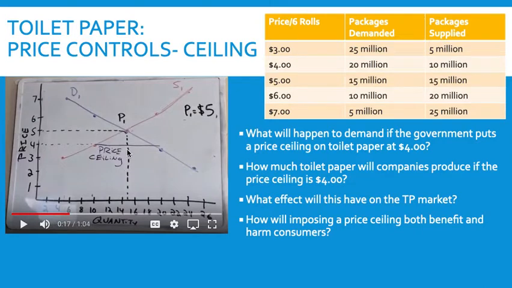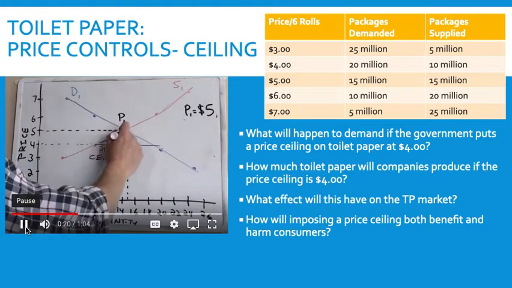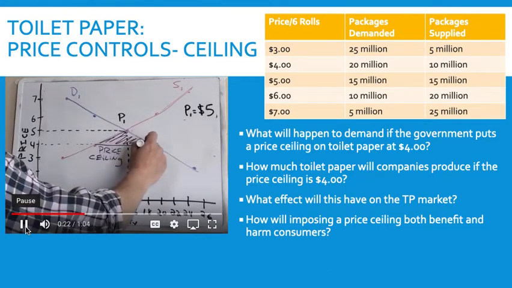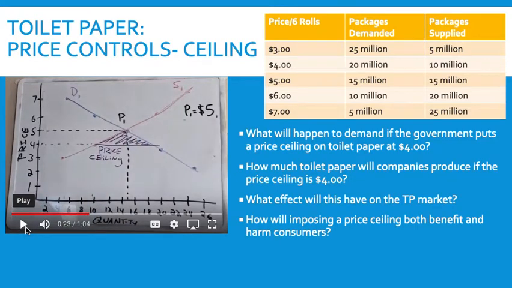So on this price ceiling, if the government were to say we're going to stop toilet paper from going over $4 because people need toilet paper and the prices are going up, equilibrium price is at $5, and we know that any shaded area below equilibrium price, if I shade that, there we go. Any shaded area below equilibrium price would show a shortage.